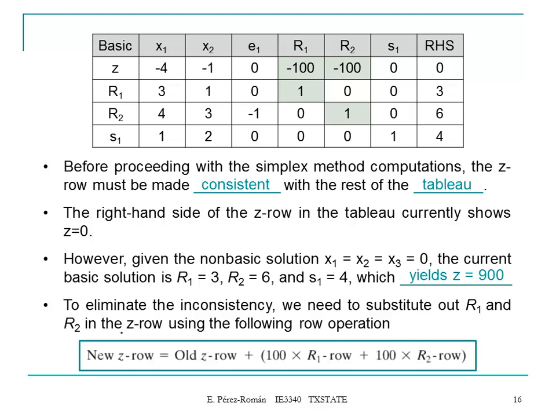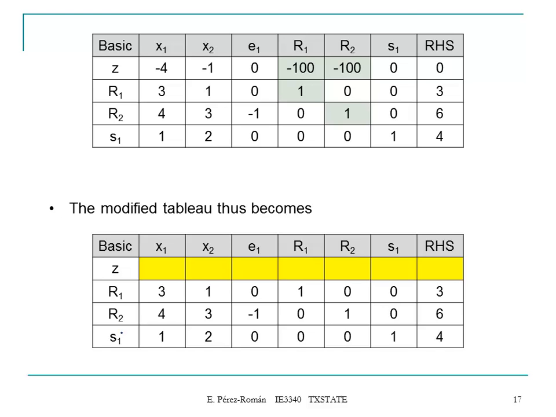So we go to the next slide. Still have the same tableau. So we want to make these two 0. So what do you do? You multiply this row times the 100, and then add that to the 0 row. And actually you do that for the first row, and then you do that for the second row as well.